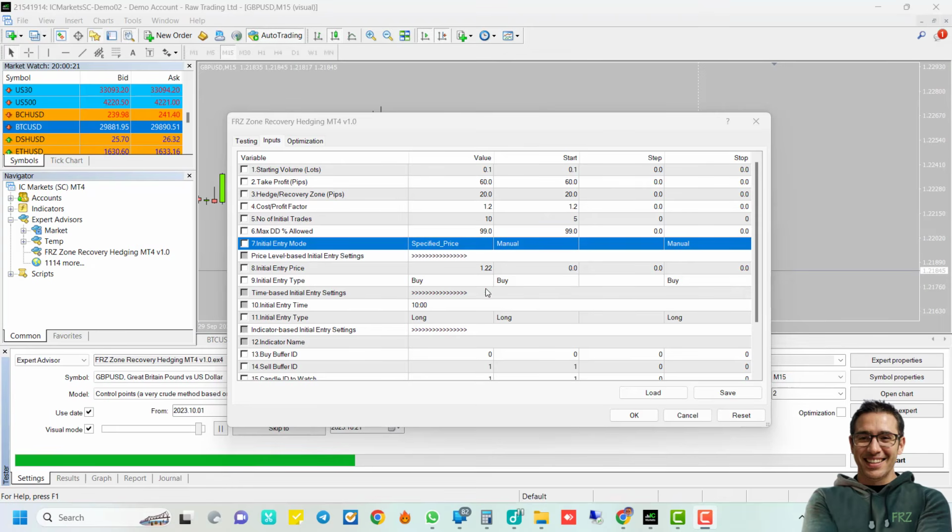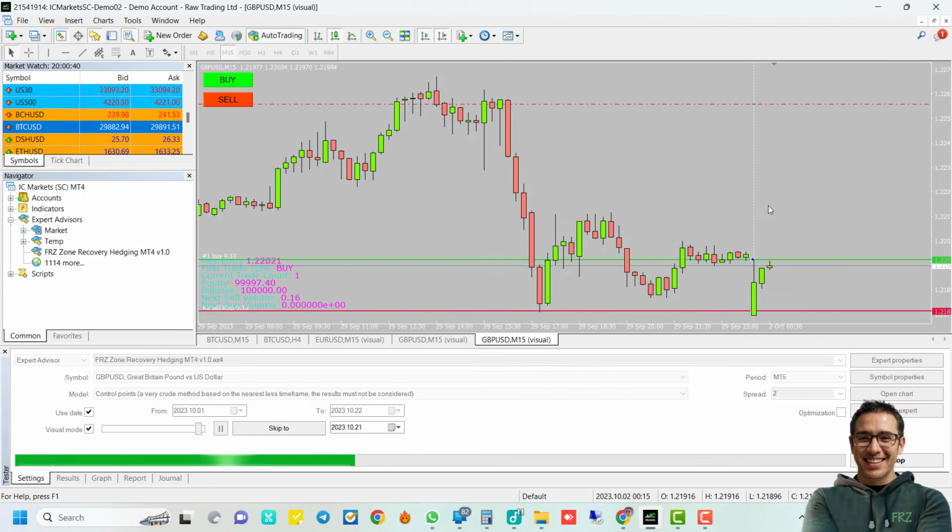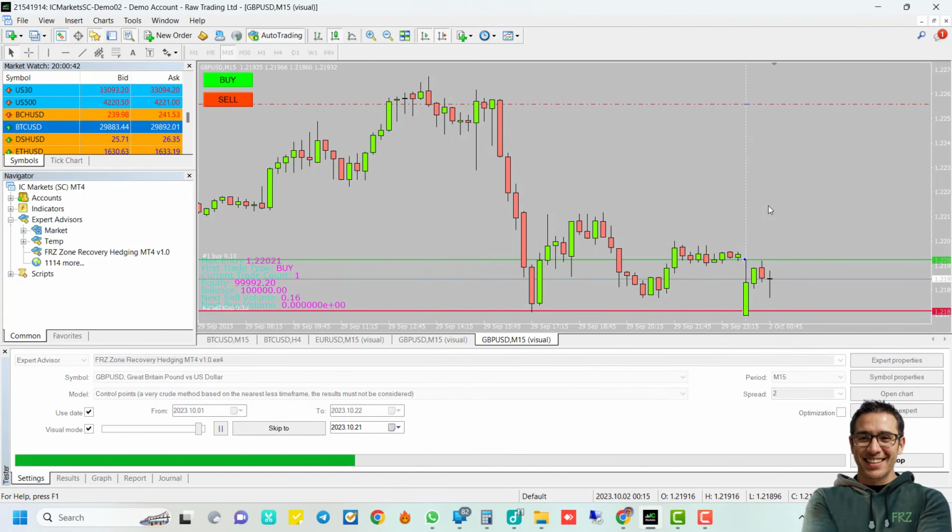Now let's do a backtest with a specified price entry. You will notice that the initial trade was entered at the price we specified. Likewise, you can set a specific time as well for the initial trade.